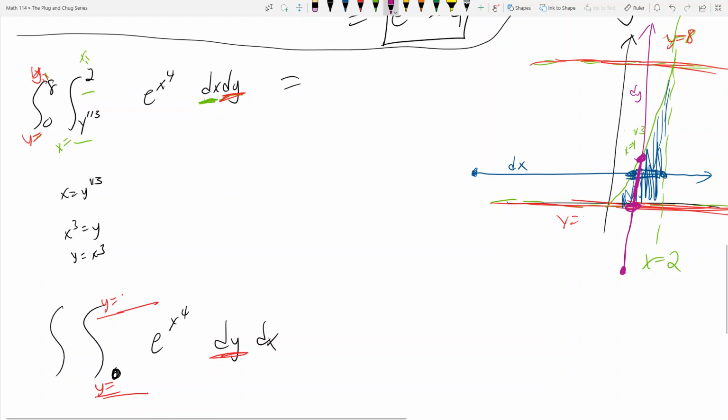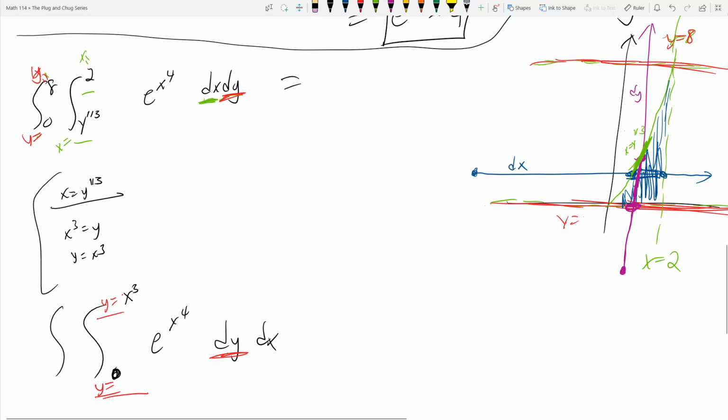I want it in a form y is equal to something. Well, we already have it up here: x is equal to y to the 1/3. That's the upper boundary of my purple. Well, if you just cube both sides, now you got y is equal to x cubed. So this guy here, y is equal to x cubed, is going to be the other boundary. It's going to be the upper bound for dy.